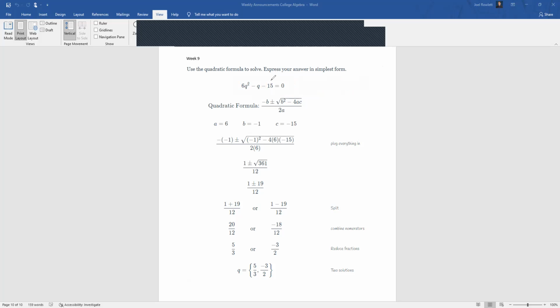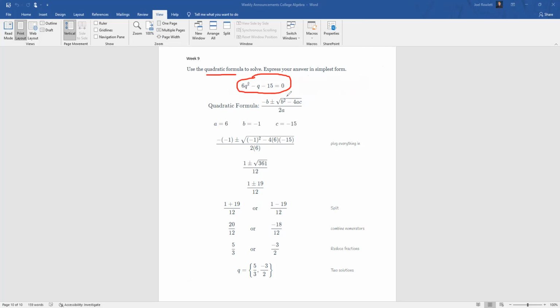Some people bypass factoring altogether, and they look for the solution using what is known as, again, the quadratic formula. The quadratic formula is negative b plus or minus the square root of b squared minus 4ac all over 2a, where a is going to be the coefficient on the quadratic term. The quadratic term is the term that has the 2 for the exponent. That means that a is +6.